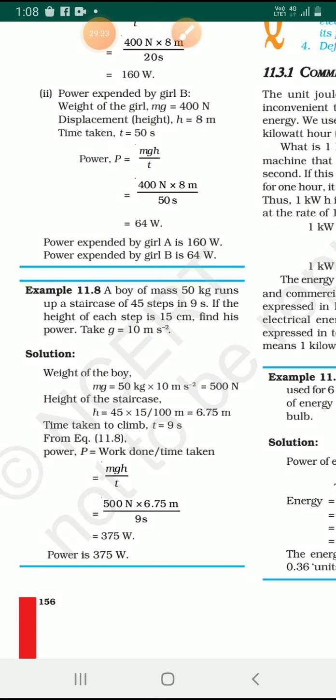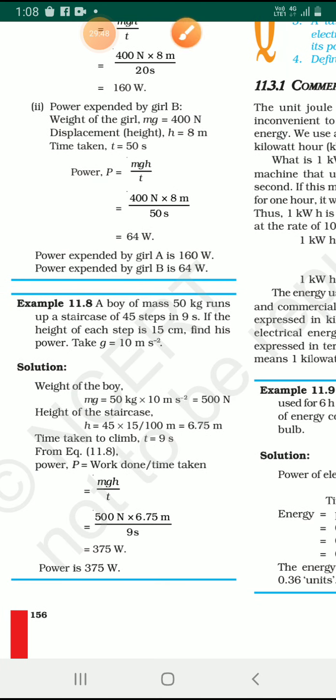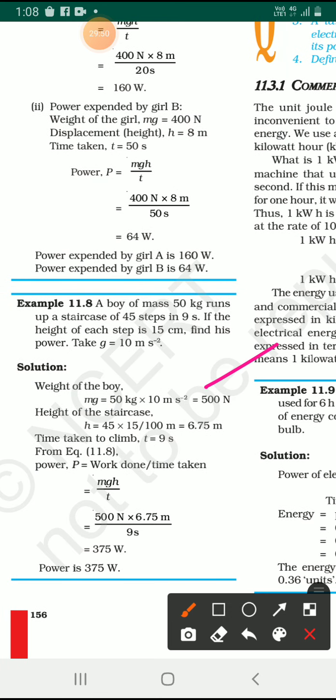So the weight of the boy. You know that m into g, mass into gravity, is always called the weight. It is given as 50 kg, so mass is 50 and gravitation is 10. So we can say that 500 Newton, right? I hope you are getting it. Kindly listen to me very carefully.